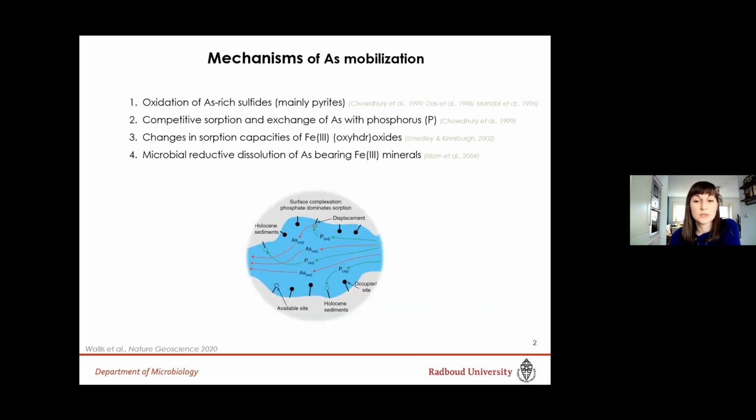Because of this serious contamination of water in this part of the world, the last 2 decades brought lots of research focusing on understanding the mechanism of arsenic release from sediment to the groundwater. A lot of studies were done to really understand this process. We know, for example, that oxidation of arsenic-rich sulfides, such as pyrite, that has a very strong affinity to arsenic, is one of these mechanisms. Also, competitive sorption of arsenic with phosphorus is a second.